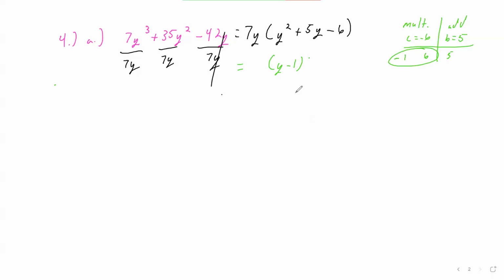So we got y minus 1, y plus 6. Now, here's the kicker that a lot of students will forget. That greatest common factor that we took out at the beginning, that needs to drop down as part of your answer.